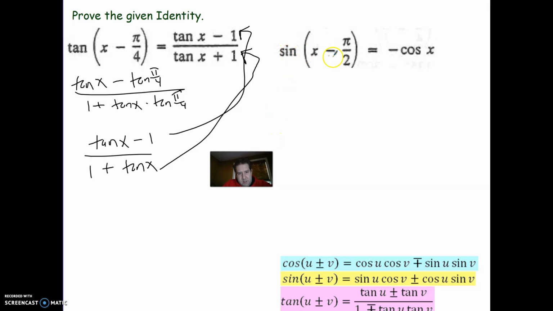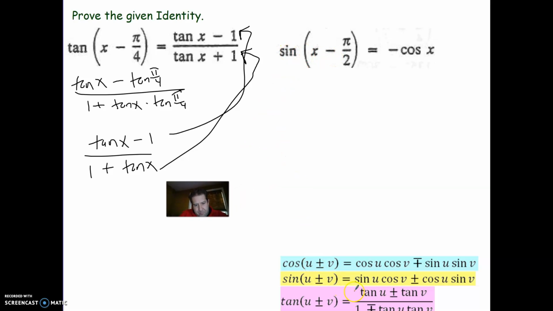All right, so for the next one, sine of x. So sine, I'm going to use sine of x times cosine of pi over 2 minus cosine of x times sine of pi over 2. Okay, so sine of x is sine of x. Cosine of pi over 2, remember that's cosine of 90 degrees. Cosine of 90 degrees is 0. So anything times 0, 0 times anything is still going to be 0. So this basically just wipes out. Sine of pi over 2 is 1.